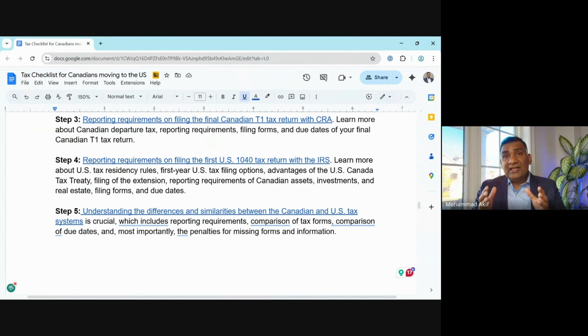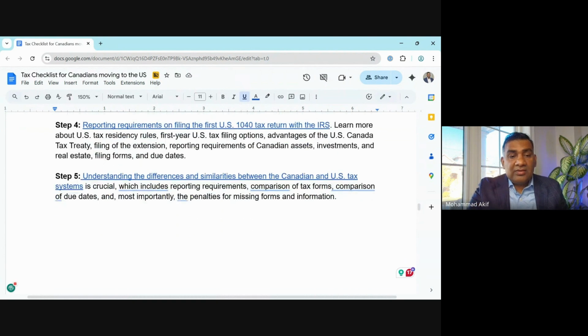So reporting is the key here. And first year reporting is the most complex, right? So make sure we understand reporting forms on the Canadian side and reporting forms on the US side. And then again, finding out the differences between the timings, how the system works, what they're trying to tax you on, what reporting is required, so you can plan. Planning is the key here.